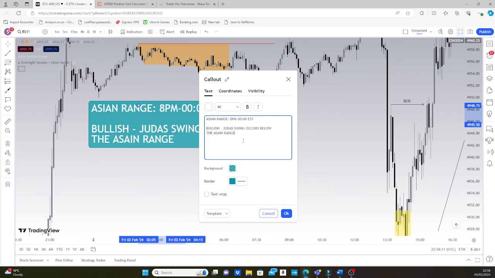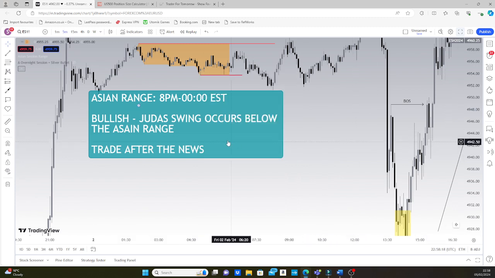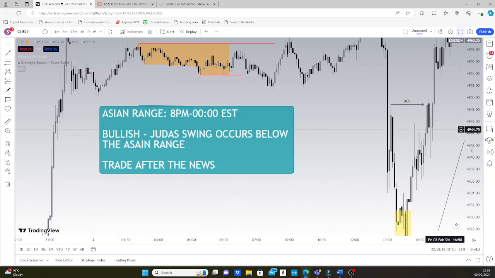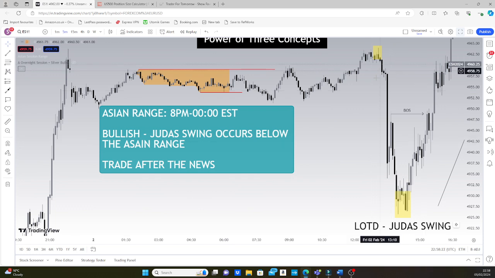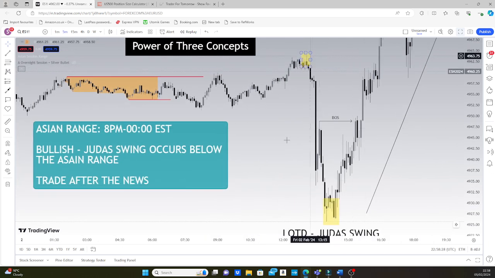The last thing to understand is you always want to trade after the news. So whether it's FOMC, CPI, NFP, you always want to trade after the news events, right? Because you don't want to get your account slipped or anything like that. And you want to avoid being in the manipulation phase. You want to be in the distribution phase over here, not the manipulation phase.